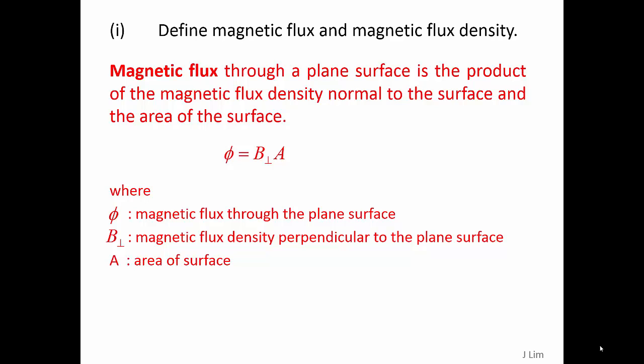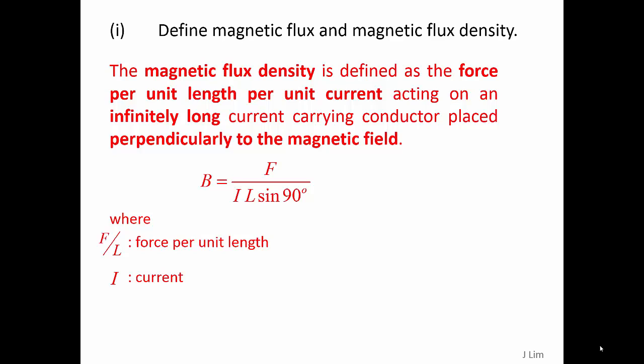Magnetic flux through a plane surface is the product of the magnetic flux density normal to the surface and the area of the surface. The magnetic flux density is defined as the force per unit length per unit current acting on an infinitely long current carrying conductor placed perpendicularly to the magnetic field.